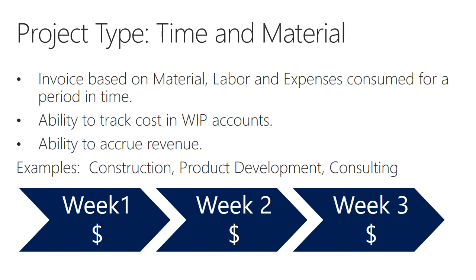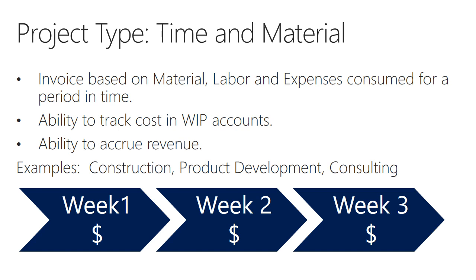So if we look at the bullets up top, it's basically recapping what we said there and adding a little bit to it. The first bullet is we can invoice based on the material, labor, and expenses consumed for a period in time. So let's look at this as week one, whatever labor and materials you're consuming. In week one, you can say at the end of that, we just bill the customer for all that work.